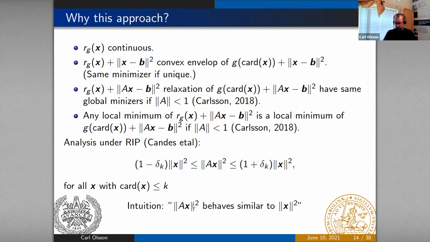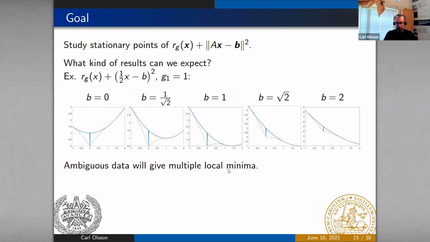So if I just take something that behaves similar to this, does that mean that there is some kind of near convexity here or something like that? At least for vectors that have low cardinality, where this holds. I mean, very, very loosely speaking, and this is what I am trying to show. Basically, what I'm doing is studying the stationary points of expressions like this. What kind of stationary points can there be?